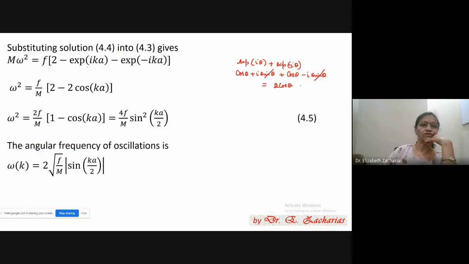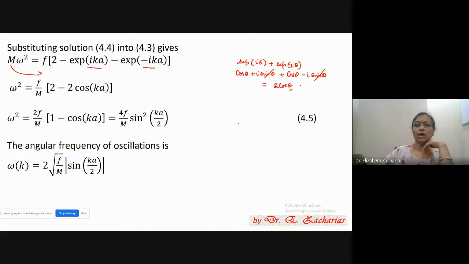Okay. So using this logic, we'll have 2 is already there. So 2, and this m I'm getting from this side, I'm getting it here. So f by m, 2 minus 2 cos ka. So your theta is ka. So 2 cos ka. Is the step clear? Next, let us take out 2 outside. So 2f by m into 1 minus cos ka.